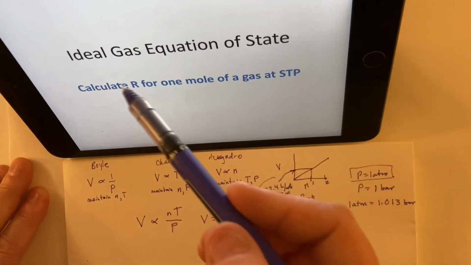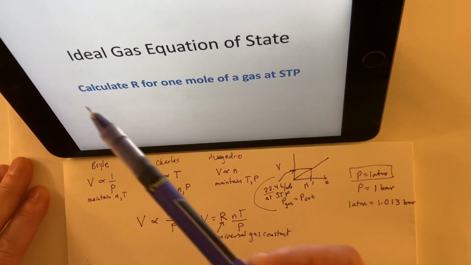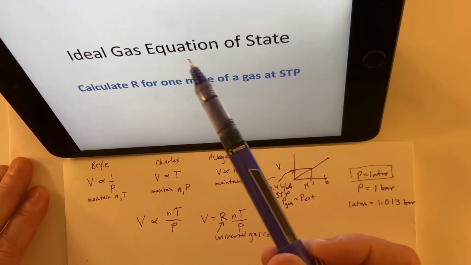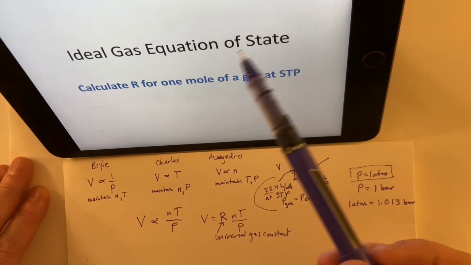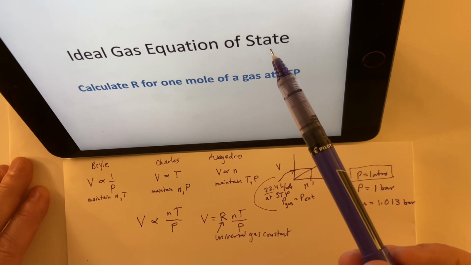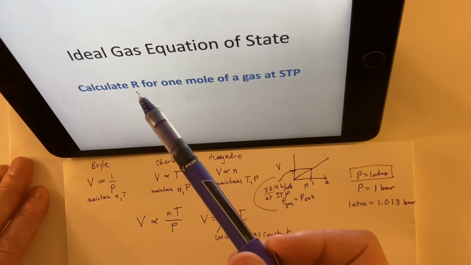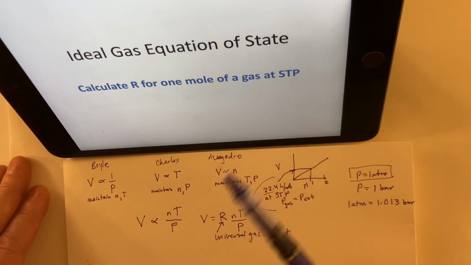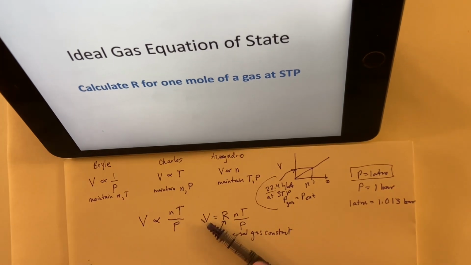So this whole PV equals nRT, it's referred to as the ideal gas equation of state. It's an equation that describes the behavior of the state of gases. So we just calculated R for 1 mole of a gas at STP. So follow up in the next video.